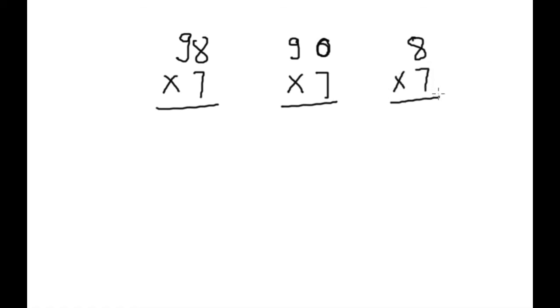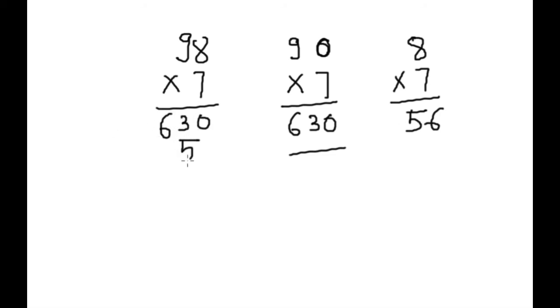98 into 7. 90 into 7 and 8 into 7. So this is 630 and this is 56. So here 630 plus 56 is 686. I hope this video will help you in calculation and save your time.